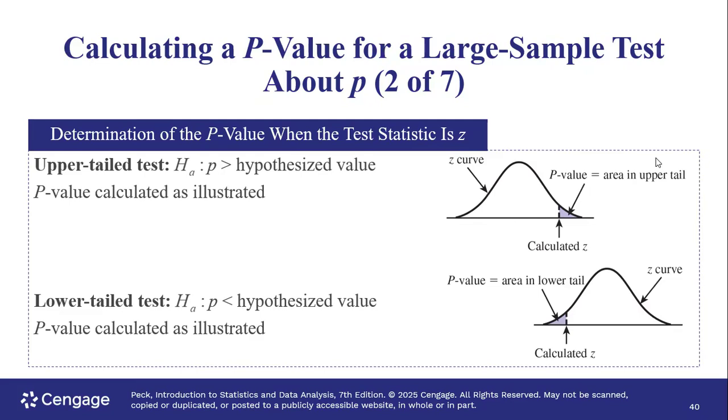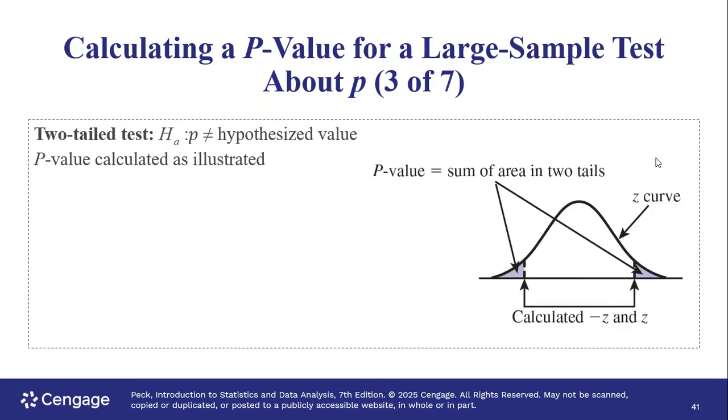Left tail test, alternate hypothesis p less than hypothesized value. In this case, the p-value will be the area to the left of the test statistic under the standard normal curve. And for a two-tailed test, alternate p not equal to hypothesized value, the p-value is calculated as illustrated.